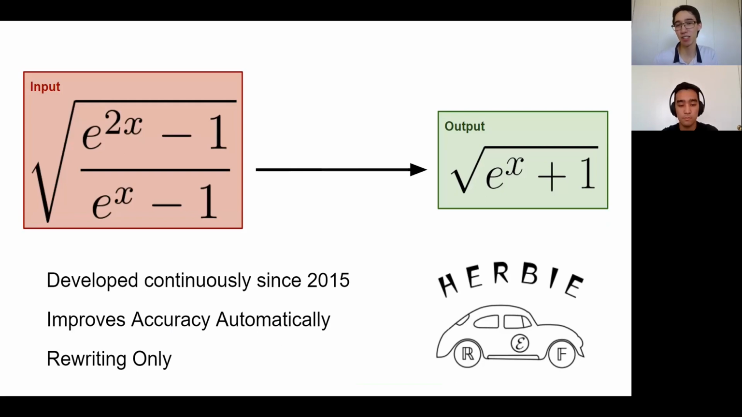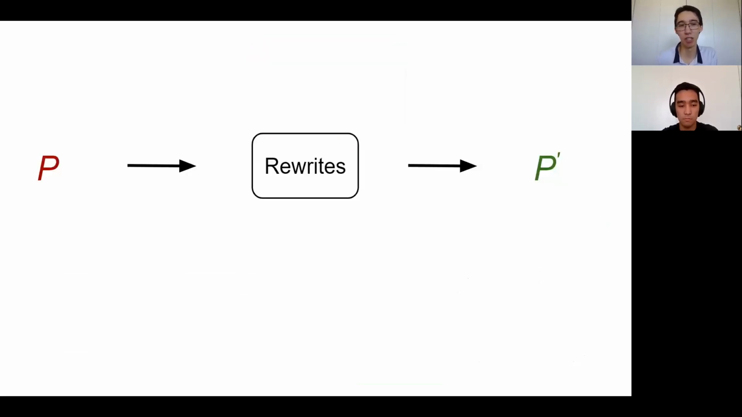And in fact, it does this in the same way that we would do by hand, by applying mathematical identities to transform the program into an equivalent one. We call this rewriting because you rewrite parts of the program into new parts. At a high level, Herbie takes a program P, applies rewrites to it, and produces a program P prime which has less error. To do this, it needs a measure of error.